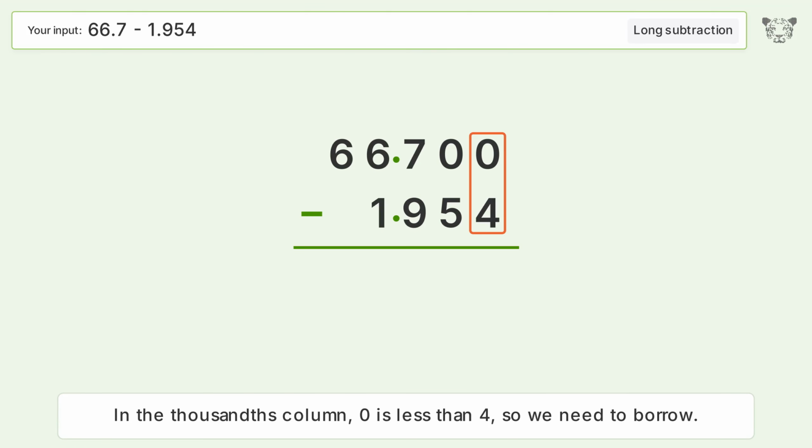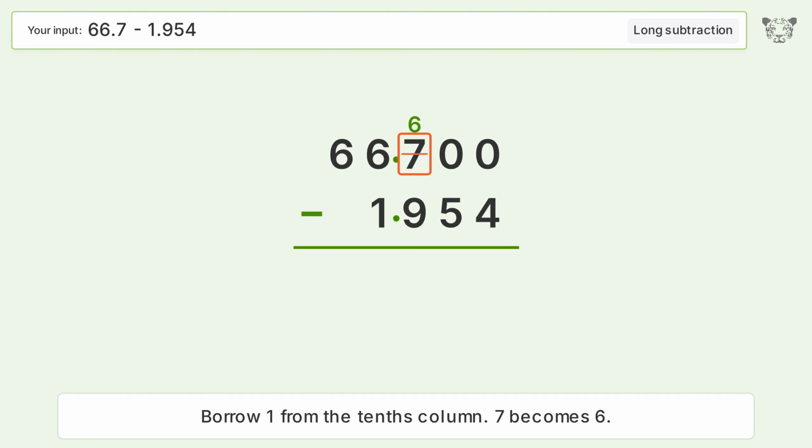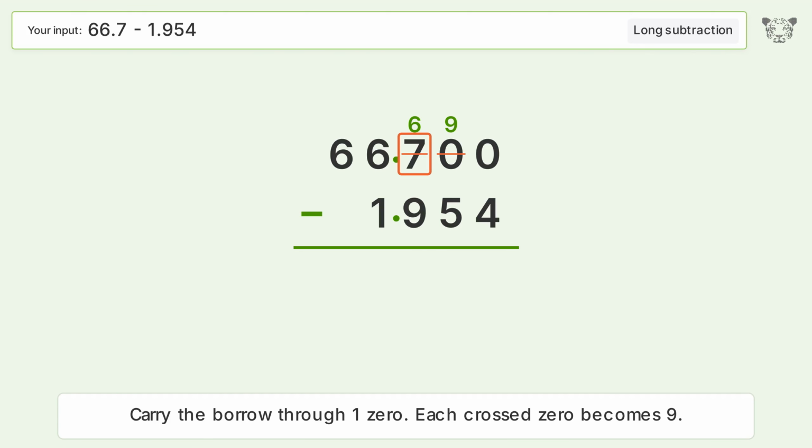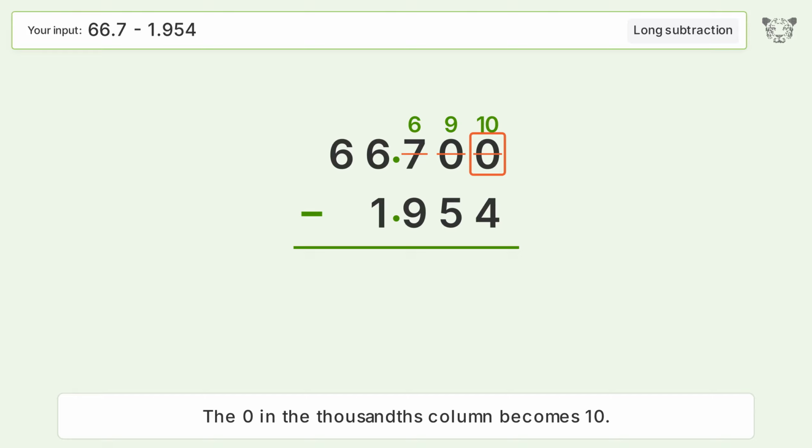In the thousandths column, 0 is less than 4, so we need to borrow. Borrow 1 from the tenths column. 7 becomes 6. Carry the borrow through the 0s. Each crossed 0 becomes 9. The 0 in the thousandths column becomes 10.